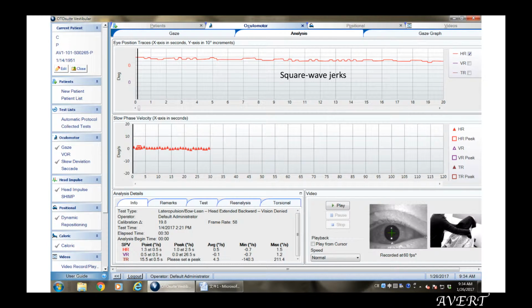This example is not nystagmus. These are square wave jerks. Though they can be large and frequent in patients with cerebellar disease, most happen in normal individuals. So we do not designate square wave jerks as abnormal eye movements unless their frequencies exceed 2 Hz or their amplitudes are greater than 5 degrees per second.